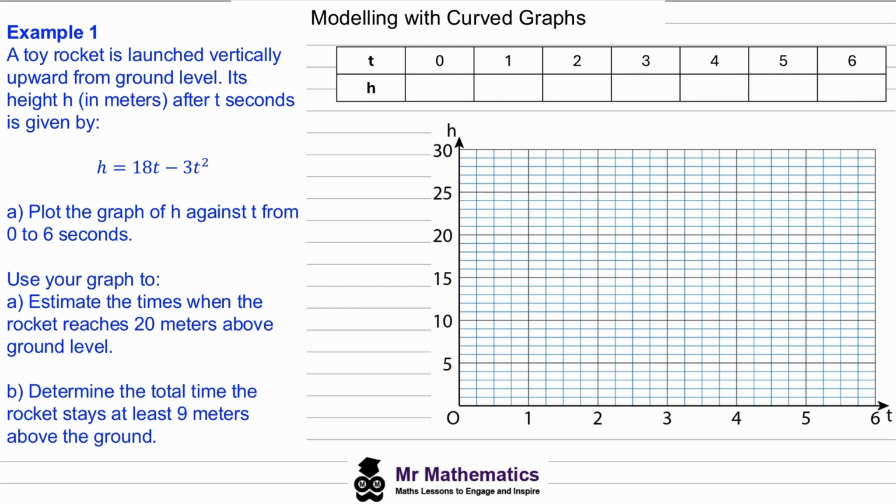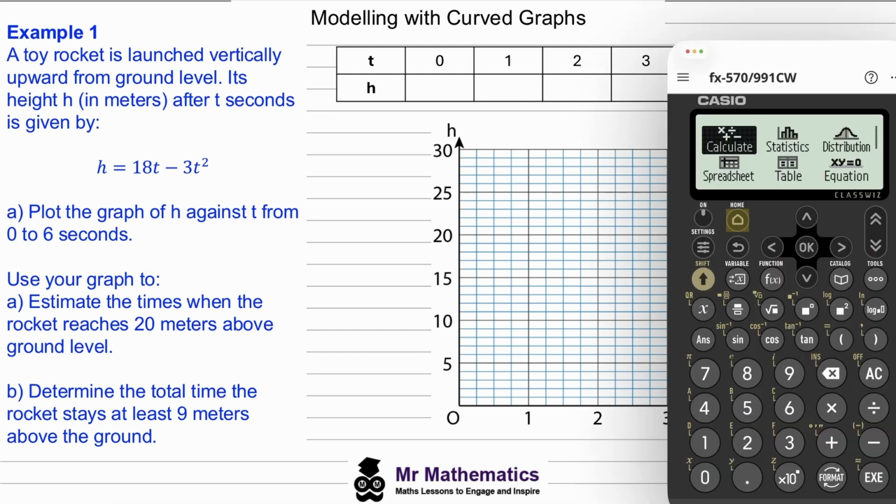And I want to show you how we can work out these values of h using the table mode on our calculators. So if we go to our calculator, we go to home, and then we go down to table. Now we need to define this function. So we press tools. We want to define f of x. This is defining h, and we're going to use x in place of t. So we enter 18x minus 3x squared, and we'll execute that.